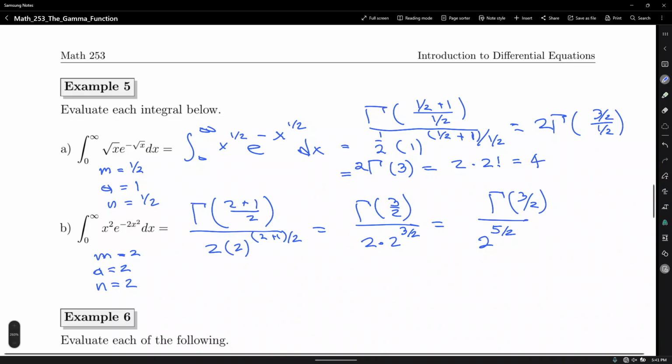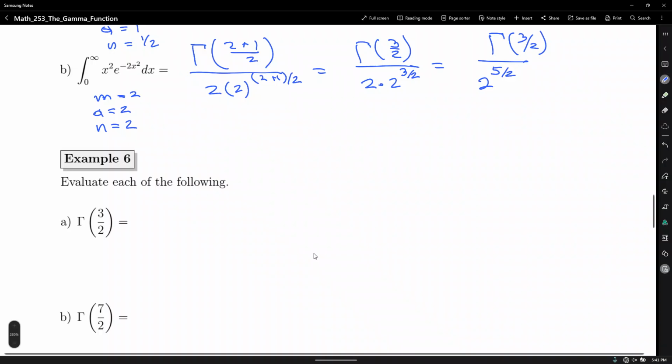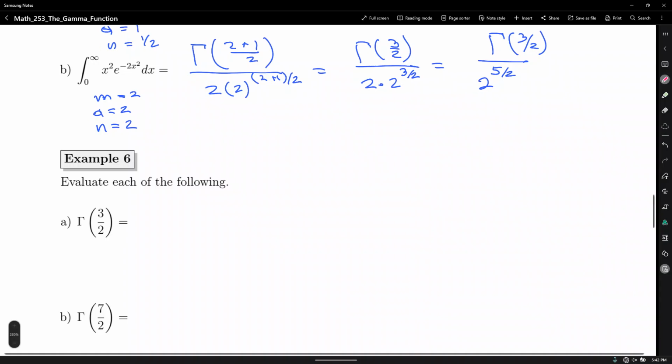All right. Okay, guys. So let's evaluate each of the following: gamma of 3 halves and gamma of 7 halves. All right, what are we going to need to compute? No, we're not going to evaluate the integral again. We're going to use the result we already have. So in order to get what we want here, we're going to rely on the following property or formula, if you will, on the fact that gamma of n plus 1 equals n gamma of n.